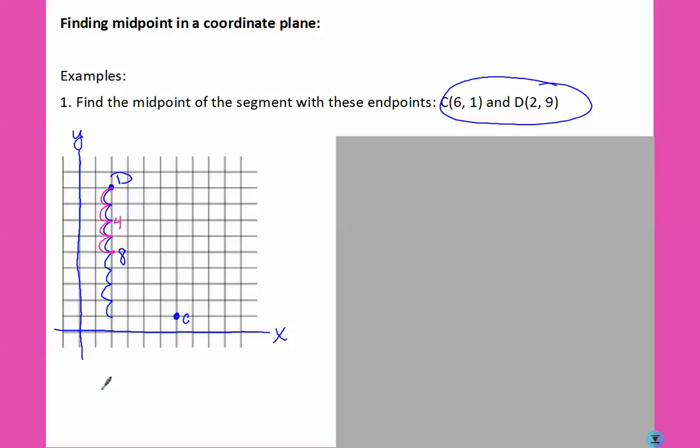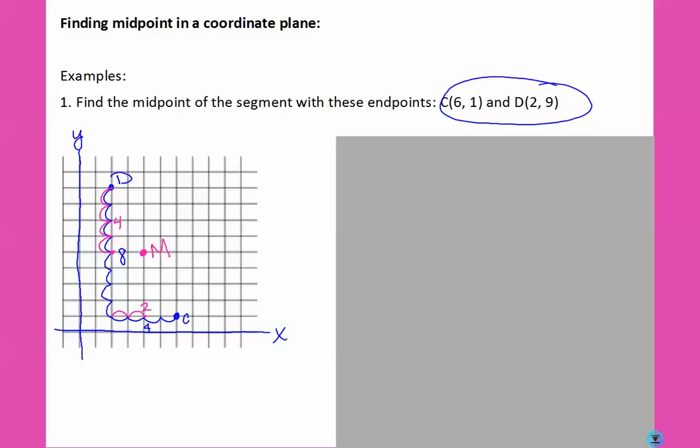Then we can do the same thing horizontally. To get from where D is to C, we'd have to go 1, 2, 3, 4 spaces. So halfway, we'd only want to go 2 spaces. So basically, from D to halfway would be down 4 and over 2. That would be my midpoint.